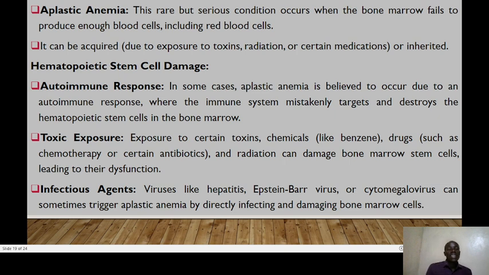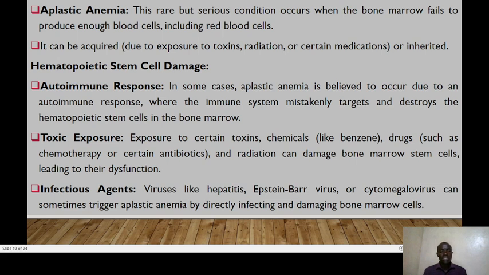Aplastic anemia. This is a rare but serious type of anemia that occurs when the bone marrow fails to produce blood cells, including red blood cells. It could be acquired, that is due to exposure to toxins, radiation, or certain medication, or it could be inherited. And in all these cases, we normally have hematopoietic stem cell damage.